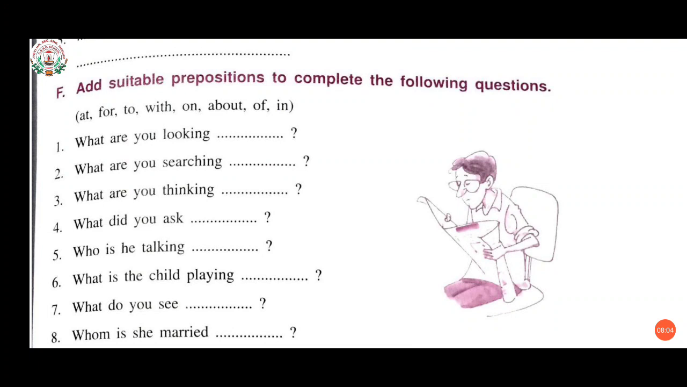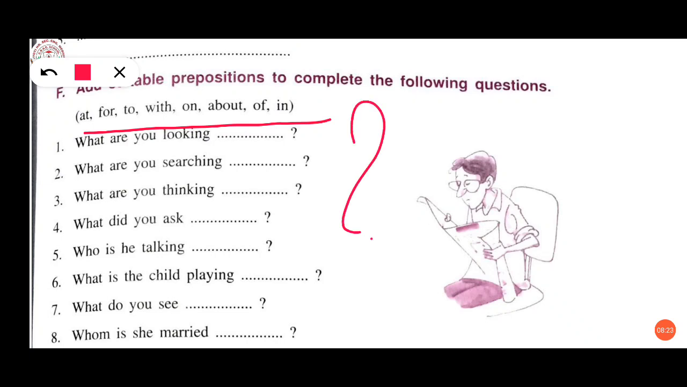Now again the same thing, F1, that is, add suitable prepositions to complete the following questions. Now in a question form it is given, and as you can see the options are given there. That is for, to, with, on, about, of, in. All these are the options. As usual we know that all these are prepositions. We have to form a question by using these prepositions.